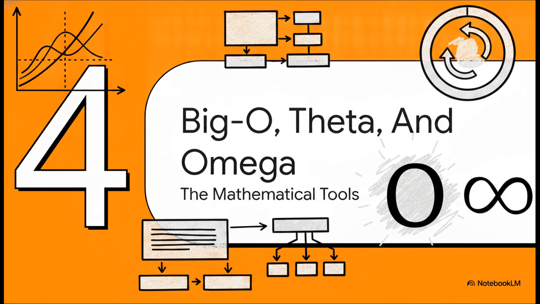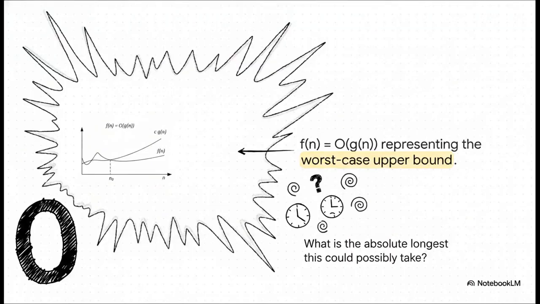So, let's get into Section 4, big O, theta, and omega. These are our mathematical tools. To evaluate scale properly, we use asymptotic notations, starting with the most famous one, big O. Big O represents your worst-case scenario.